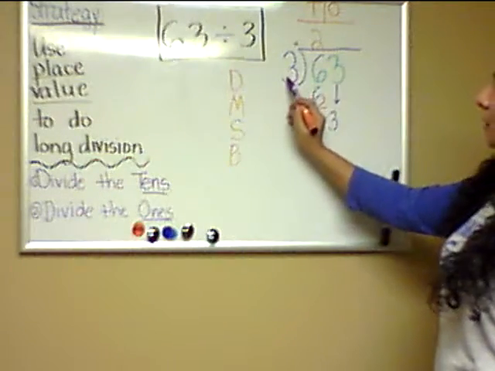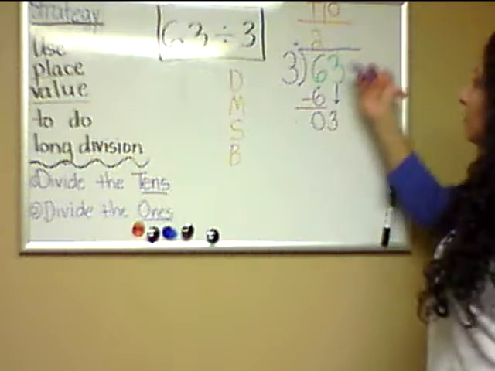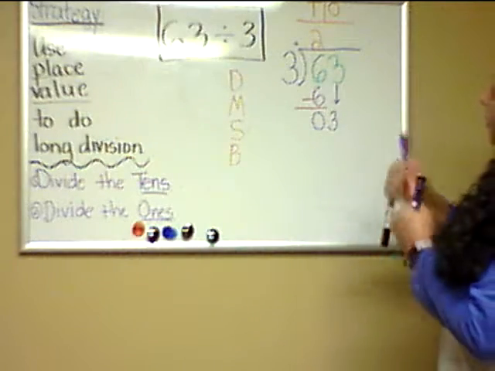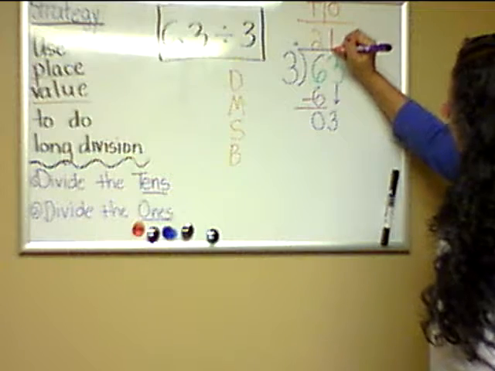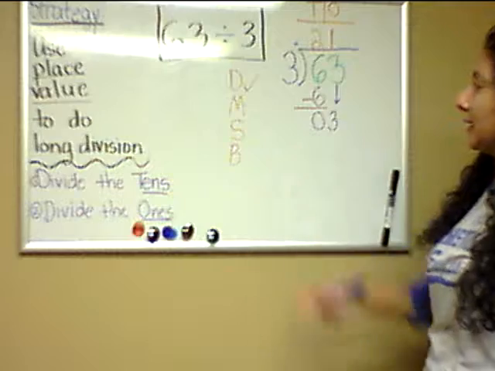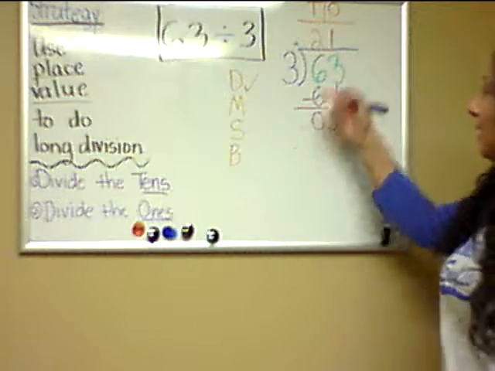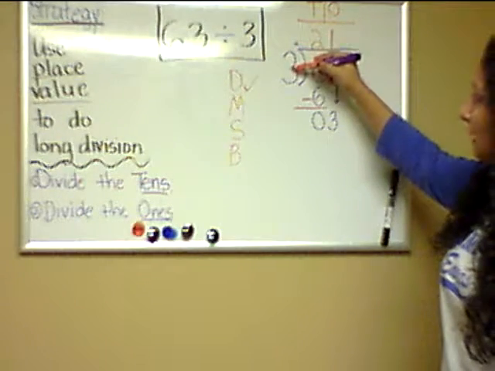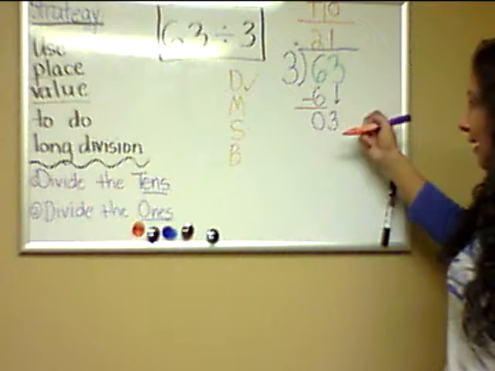3 divided by 3 equals 1. Good job. You're going to write it right above the place you just divided, in the ones place. We just divided. Next step, multiply. 1 times 3 equals 3.